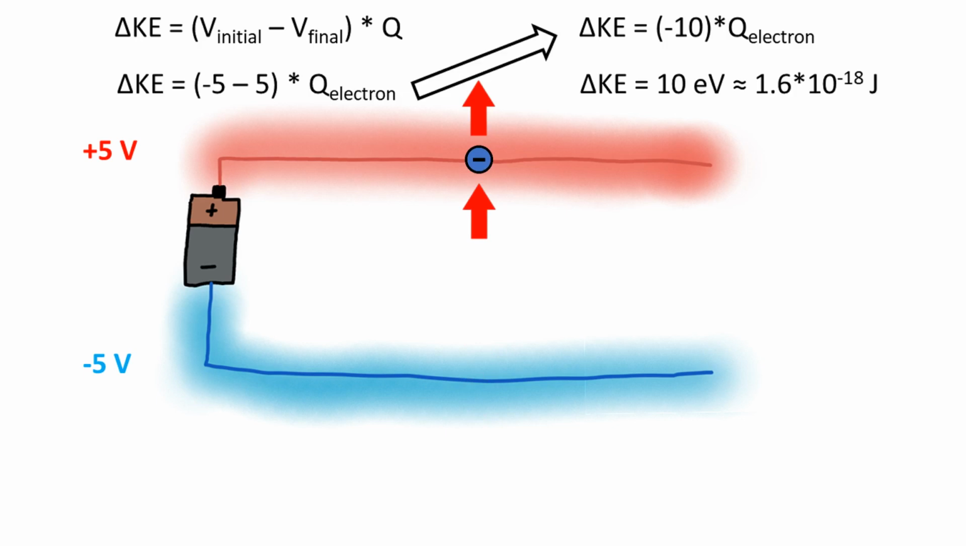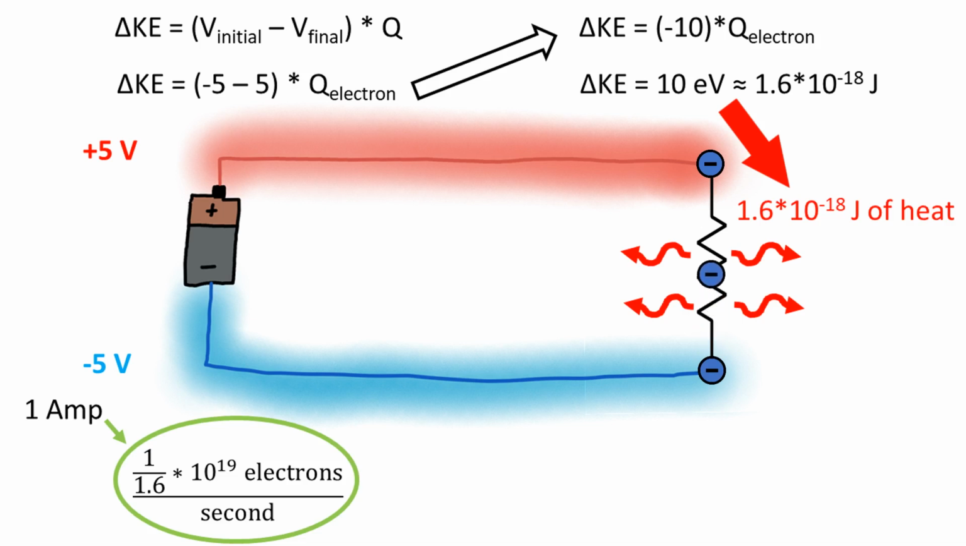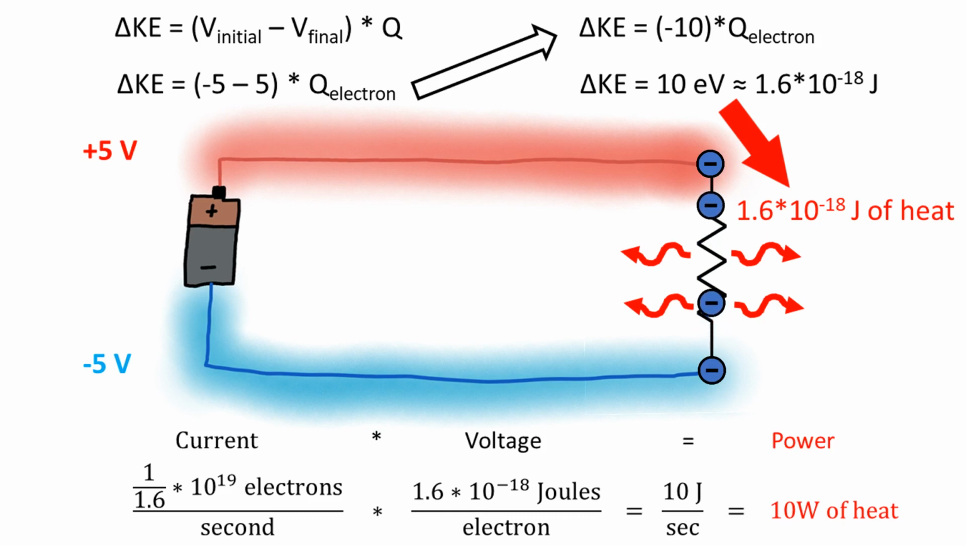But since electrons don't normally go jumping off of wires, we connect the two sides with a resistor. The resistor gives the electron a path to the top wire, but it also steals the 10 electron volts of kinetic energy that the electron would have gained, releasing it instead as heat. If we were to pass 1 amp of electricity through the system, which is equal to 10 to the 19 electrons per second, and if each electron gives off 10 to the negative 18 joules of energy as it moves from low to high voltage, then we would expect the resistor to give off 10 joules per second, or 10 watts, of heat. For those of you wondering, this is where we get that power equals voltage times current.